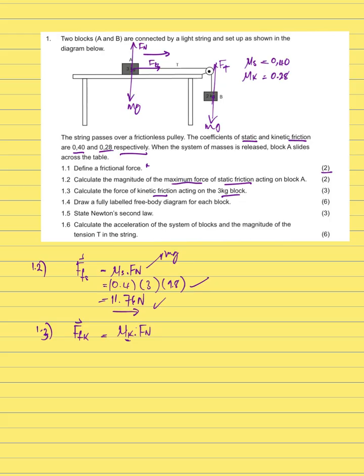Right, with this one, it's the same. The Fn is also the mg. So the mu value here is 0.28. And the m value is still 3 times 9.8. And that's going to give me, pop that into my calculator. Obviously, the value must be less than, I'm going to get 8.23 newtons.